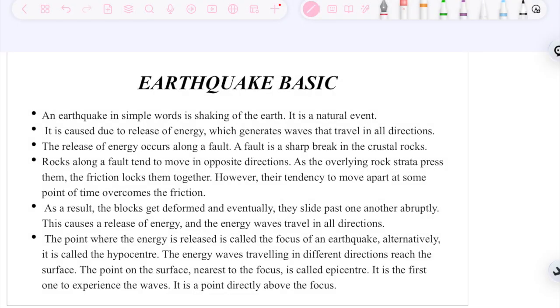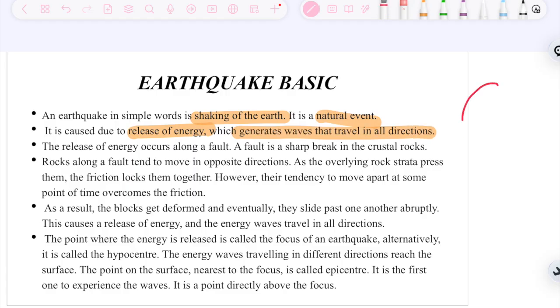As we have seen in the video, an earthquake is nothing but the shaking of Earth. We have always seen that fans are moving, or some building is shaking, or some poles are moving during an earthquake. We have seen various videos, or we have seen it through our own eyes, and that is what an earthquake is. In simple words, it is just the shaking of Earth, and it's a natural event. It is caused due to the release of energy which generates waves that travel in all directions.